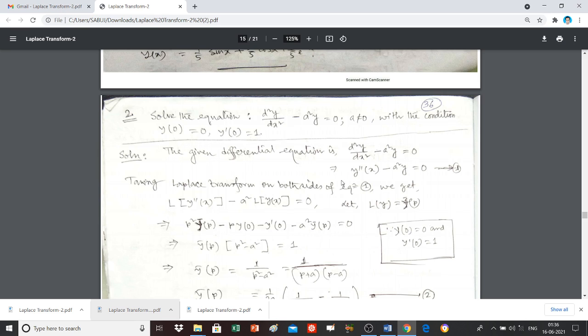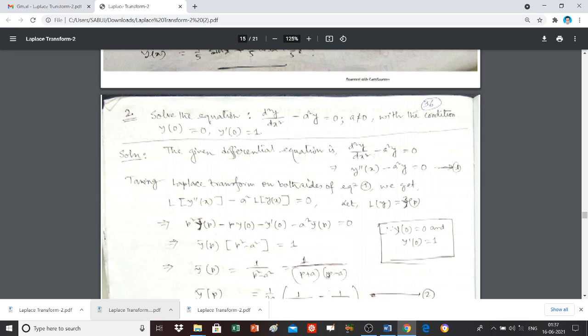From here the boundary conditions: y(0) is equal to 0, so that term will give you a null result, and y prime(0) is equal to 1. Y(p) is a common term here, so taking it as a factor, we have p square minus a square, and this term gives null and this term gives 1, so that is equal to 1. So Y(p) is equal to 1 by (p square minus a square), and that can be written as 1 by (p plus a)(p minus a).